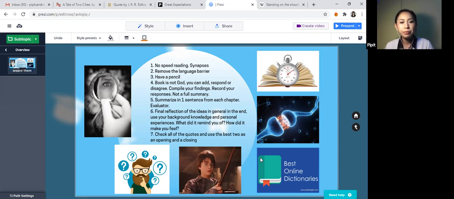Same principle. And also, this final reflection, right? Try to put the quotes that you find interesting from this book, and choose the best two, and use the first of these best two as an opening of your speech and the second one as the closing of your speech. So this is what I usually do.